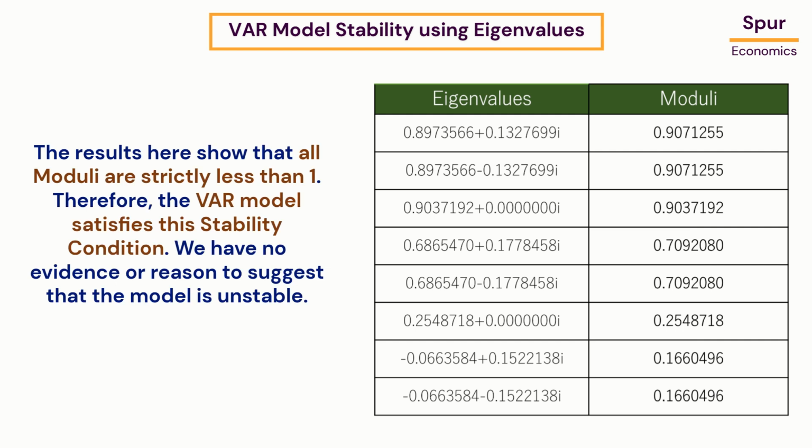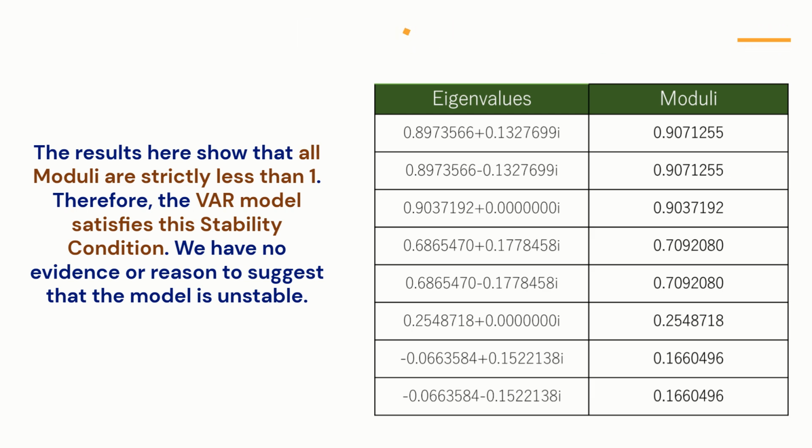The results here show that all moduli are strictly less than 1. Therefore, the VAR model satisfies this stability condition. We have no evidence or reason to suggest that the model is unstable.